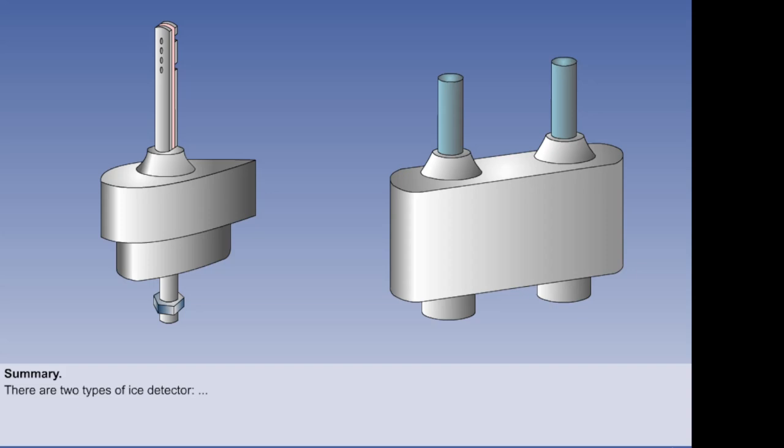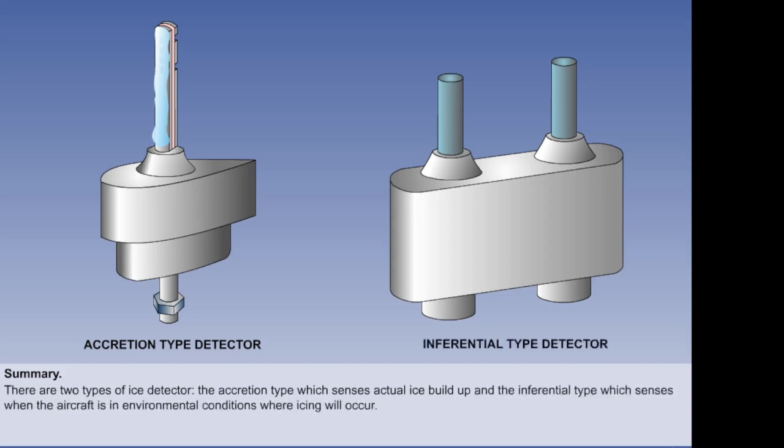That is the end of the lesson on ice detection. You have seen that there are two types of ice detector. The accretion type, which senses actual ice buildup, and the inferential type, which senses when the aircraft is in environmental conditions where icing will occur.